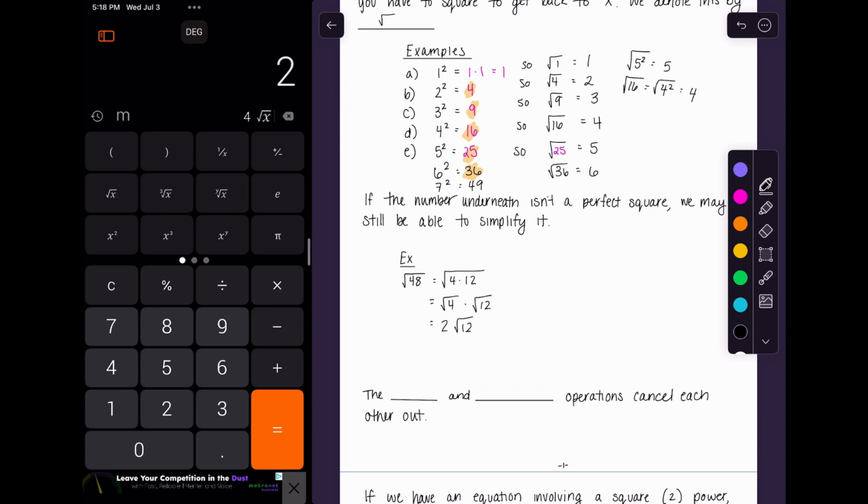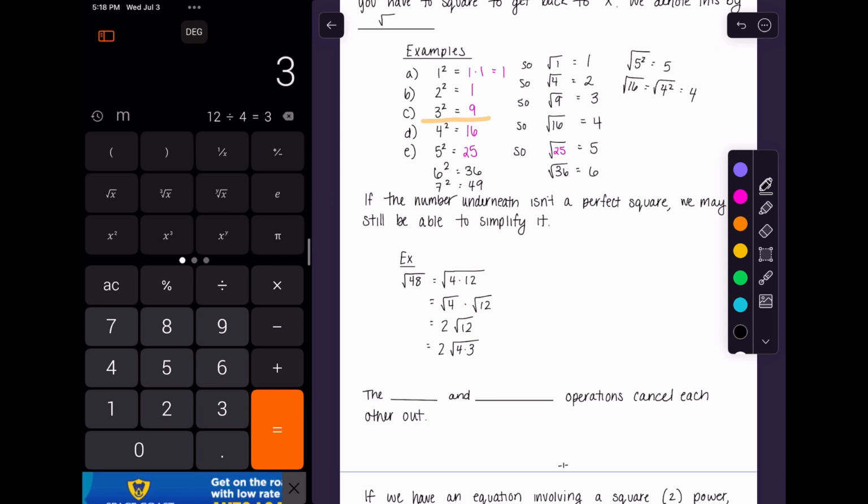The problem with this is, can I break down the 12 any more? So going through, I'm going to see, can I write 12 in terms of any of these numbers? But now I have less to try, because there's no point trying anything after 16, since 16 is bigger than that. So if I take 12 and divide it by 4 again, oh, I can break 12 down even more. So this is 2 times the square root of, now I can write that as 4 times 3.